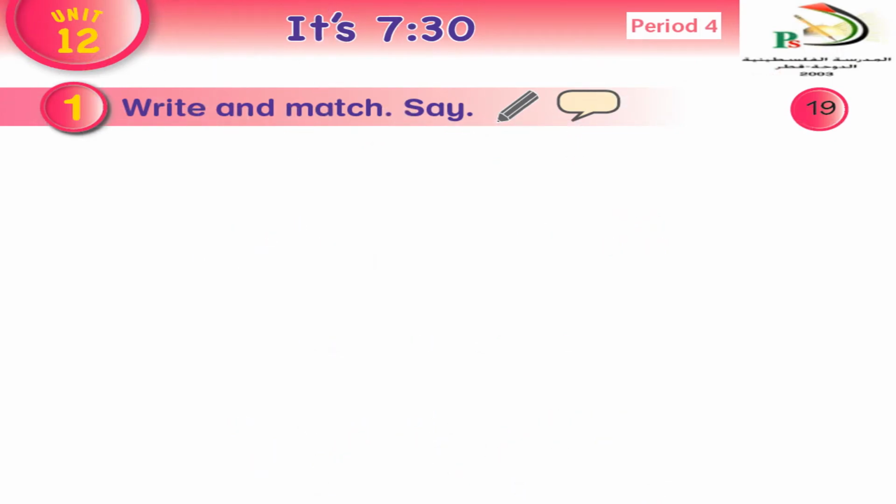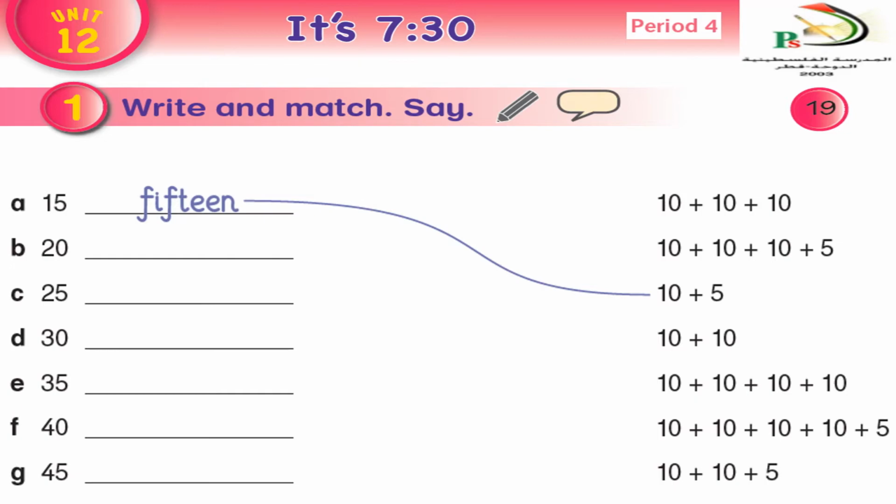Now, my dear student, let's move to activity number 1 from period 4. Listen and match. Say, here in this activity, I want you to count and write. How much does it equal? Don't forget to write the answers in words. Let's do A together. 15. 15 equals 10 plus 5. I will give you 2 minutes to answer this question.